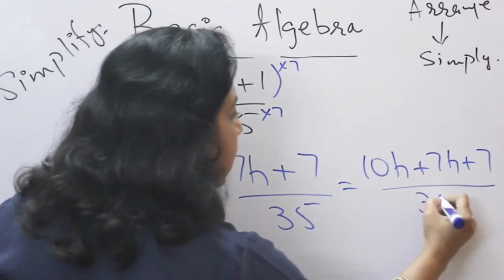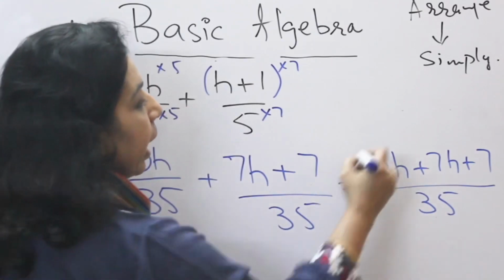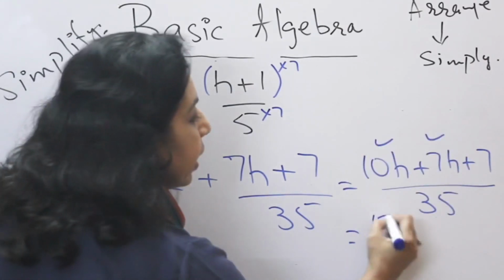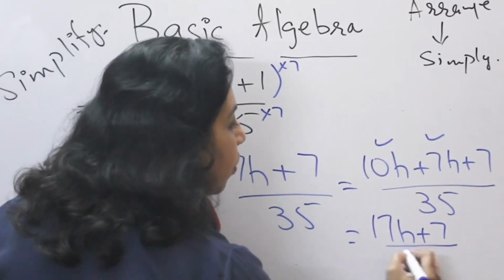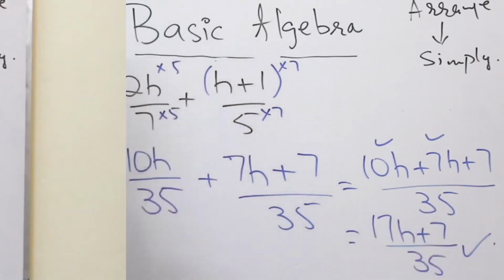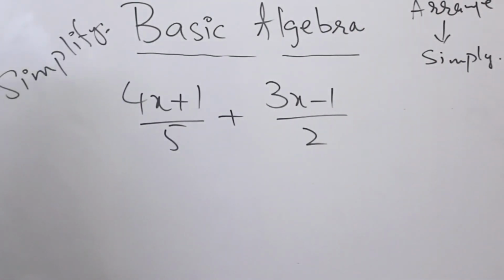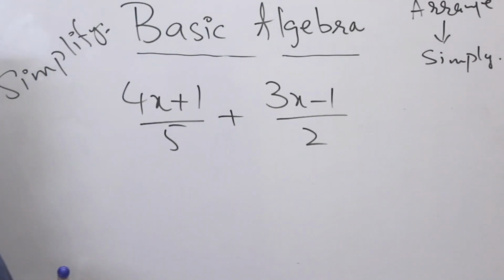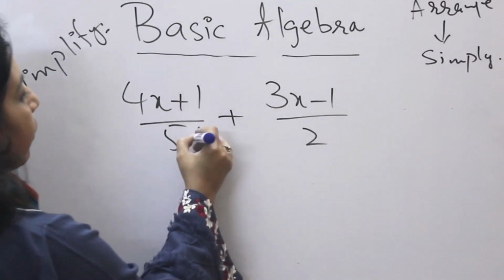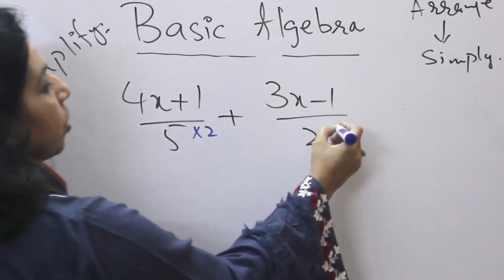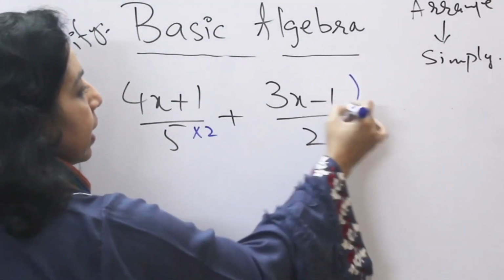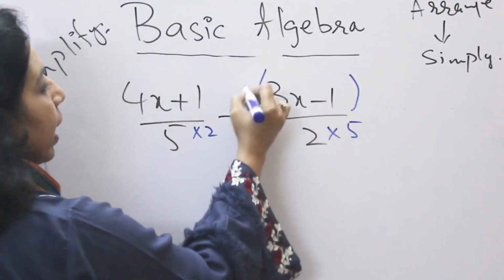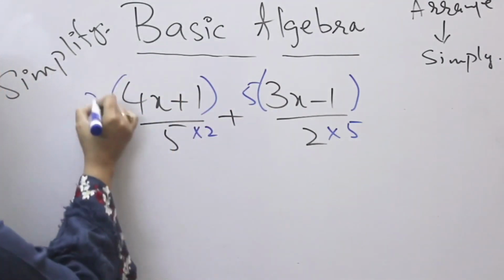h with h, and our final answer will be 10 plus 7, both are positive, 17h plus 7 over 35. Another example, 4x plus 1 over 5 plus 3x minus 1 over 2. Definitely we have to take the LCM of the numerators. Numerators are, again we have prime numbers. 5 will be multiplied with 2, 2 will be multiplied with 5, this whole will be multiplied with 5, and this whole will be multiplied with 2.